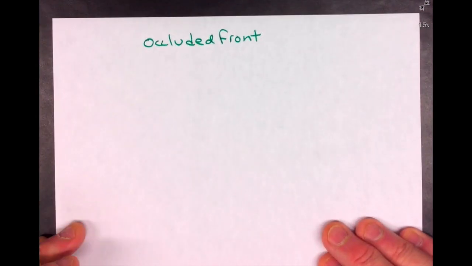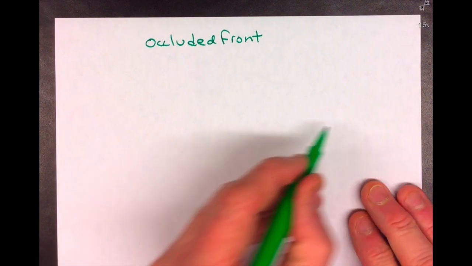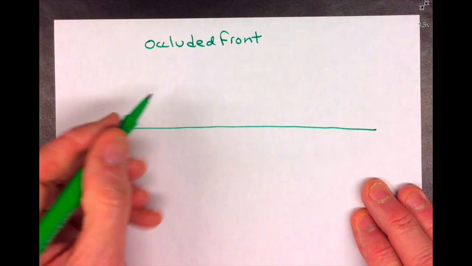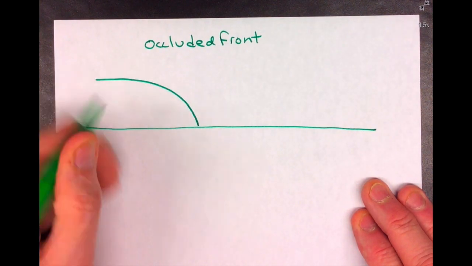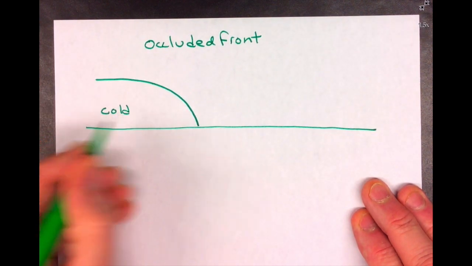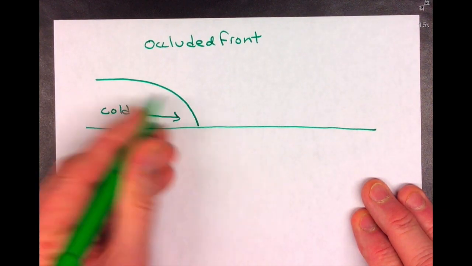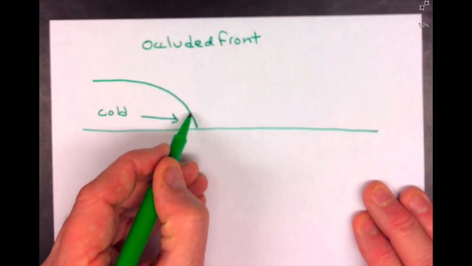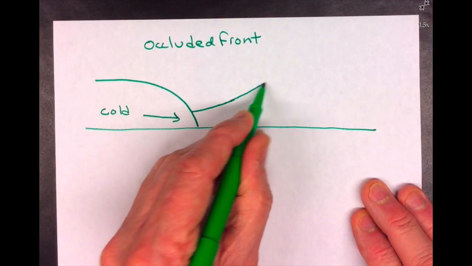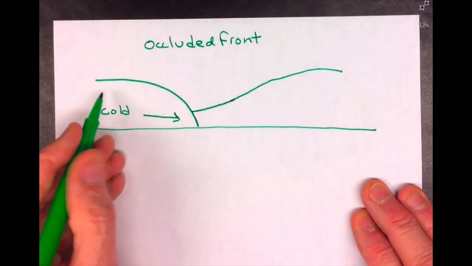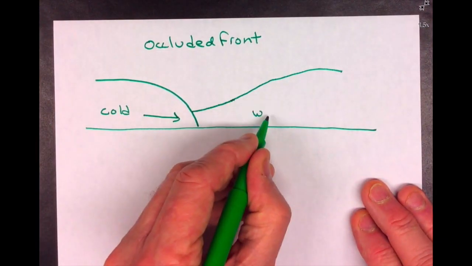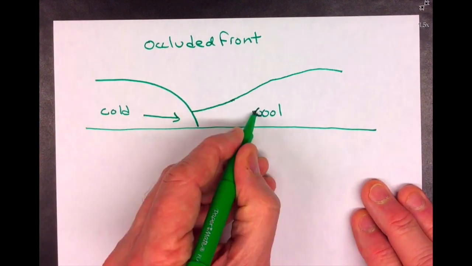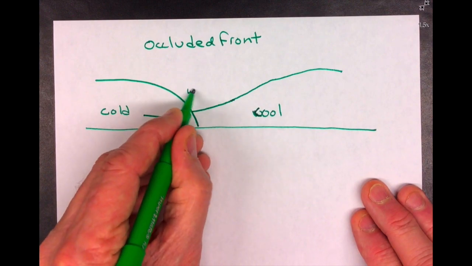Basically what happens with an occluded front is you have a warm front, and then you have a cold front that advances and catches up with the warm front. Okay? And so here's cold air, moving in this direction. So that's like a cold front, right? It's rounded. But remember how the warm front is like a smoothly moving thing? Well, here's where it caught up with that. And so this would be a warm front. So here's the warmer air. Okay, so let's just call this cool air instead of cold air, okay? Because the warmest of the air is this one.